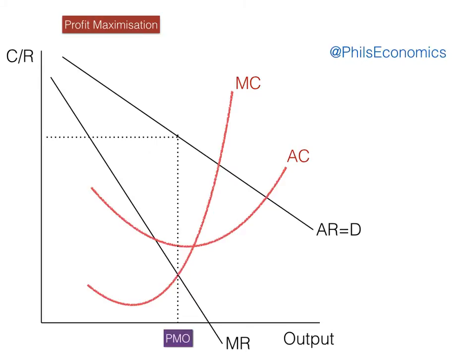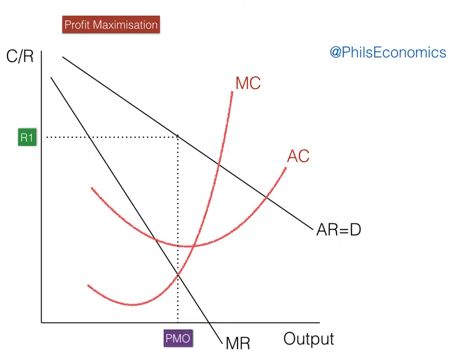So we need to go up to the average revenue curve and across to the y-axis to see how much revenue we make from each unit that we sell. R1. This is the price that the customer is charged, and the amount of customers we have is represented by the output level, PMO. So our total revenue is our average revenue, R1, multiplied by the number of units sold, PMO.